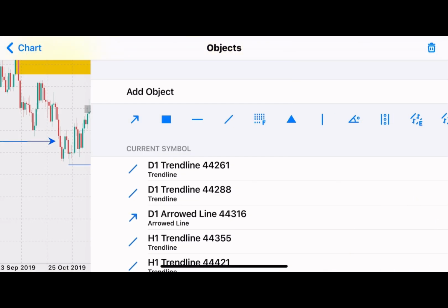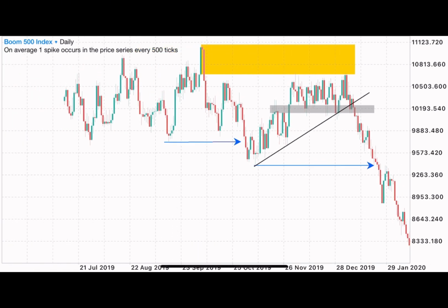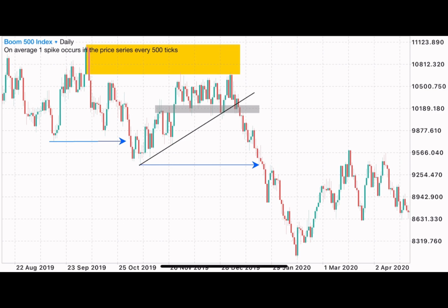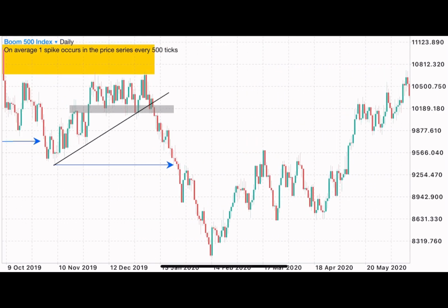Other confluences that you could have added, like your trend line break. If you notice, the trend line break was also the break of that consolidation. That was another confluence as well. So those are all the confluences that you could have added for this particular trade.